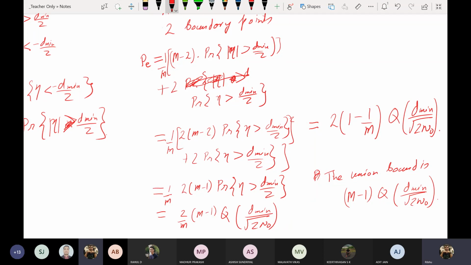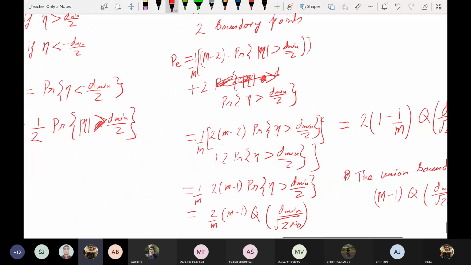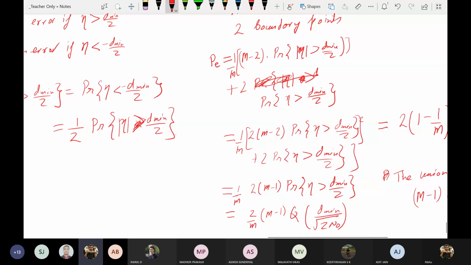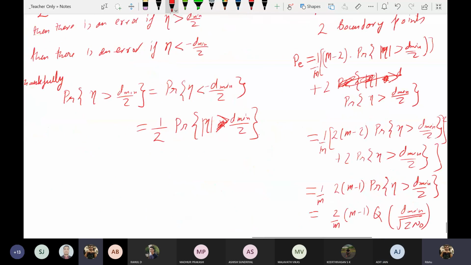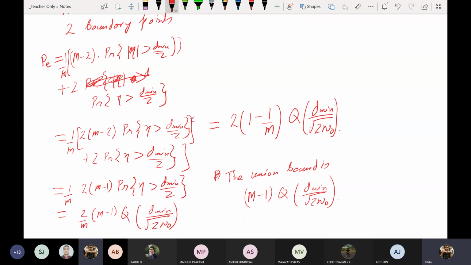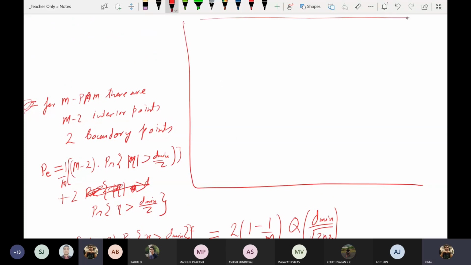Now we'll talk about why the union bound is not correct. So see, this is the exact expression. I'll write these two expressions down. The exact is 2 into 1 minus 1 over M, Q of d min by N naught.